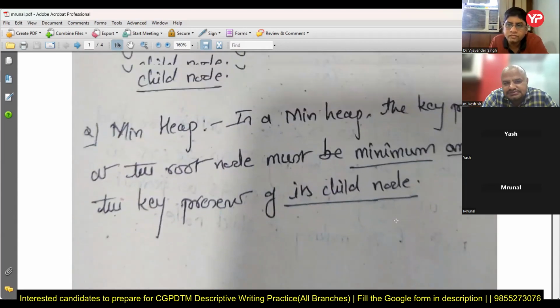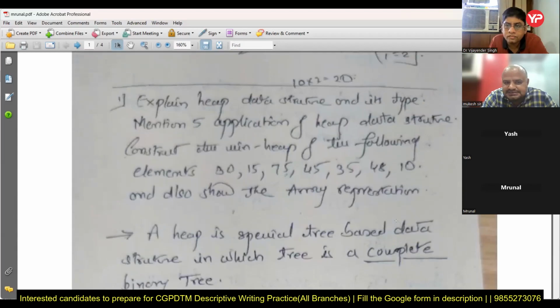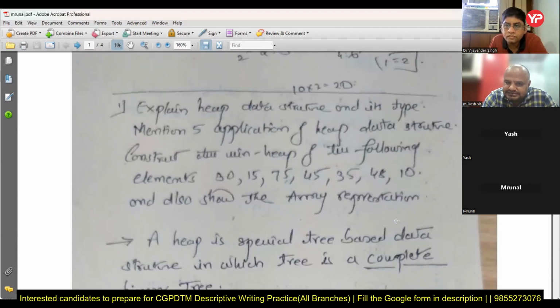The point is, see the question. In the question, I am just talking about: please explain heap data structure and its types. You follow the sequence. Then follow the sequence by mentioning 5 different applications of heap data structure, which are not included in your answer. Mrunal: Yes, sir. Actually, sir, I'm not aware of those 5 applications.